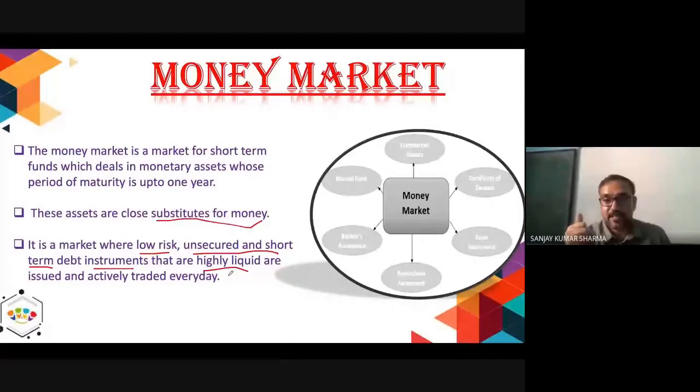Okay, sir. Correct? Yes. There are some assets in the balance sheet: fixed assets and current assets. Current assets are more liquid in comparison to fixed assets. In the same way, among financial assets also, some are less liquid and some are more liquid. So whatever instruments are traded in the money market are highly liquid.